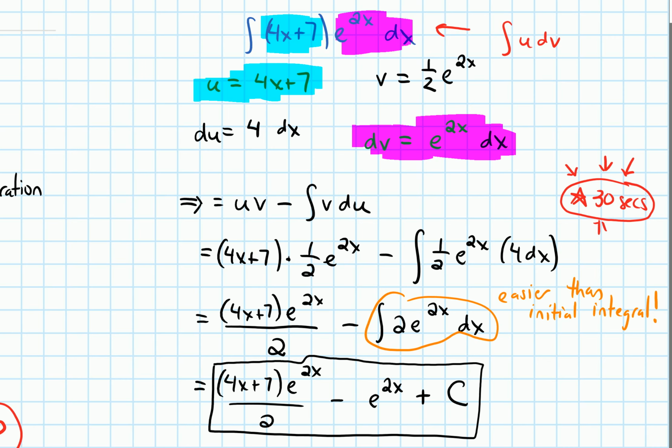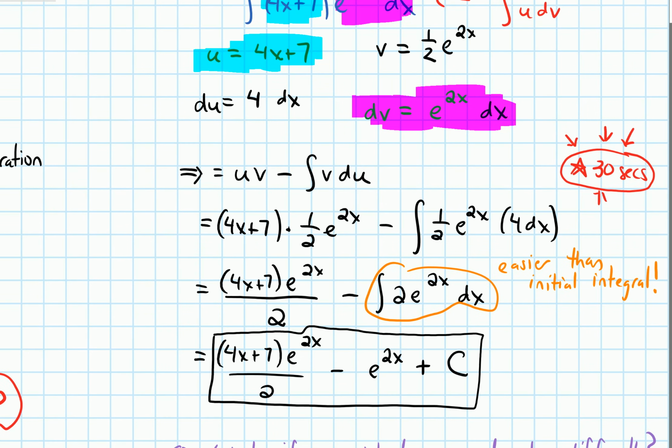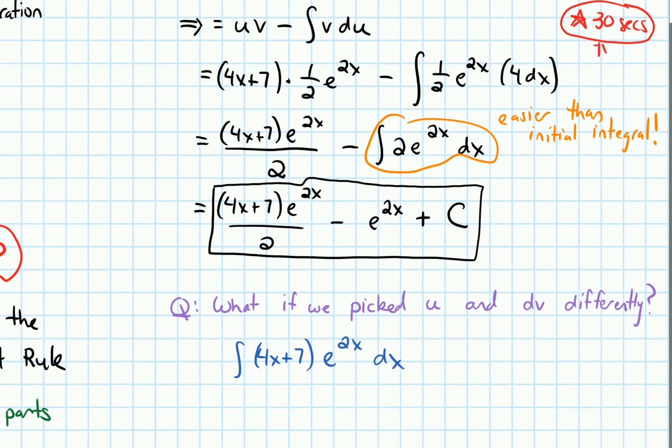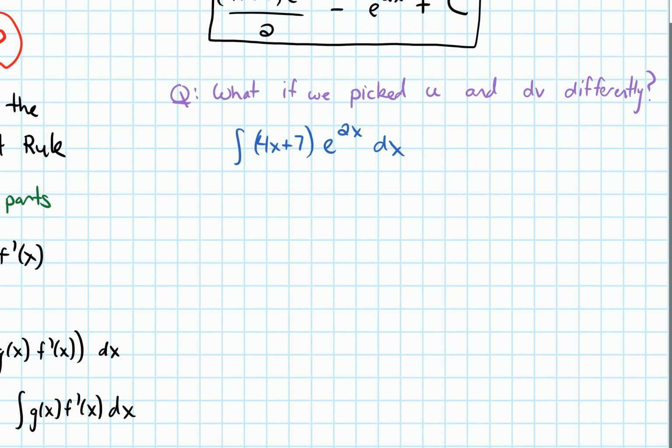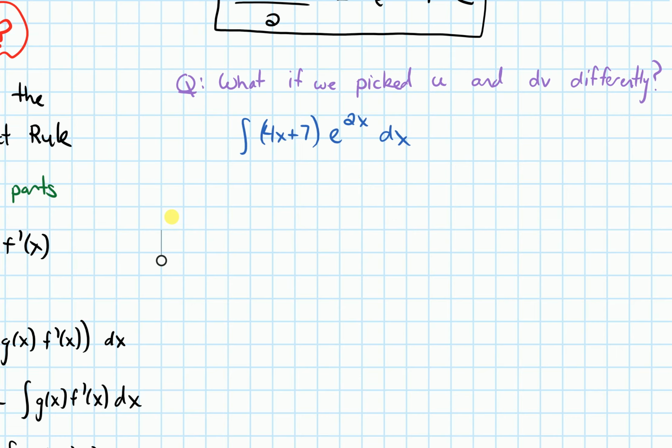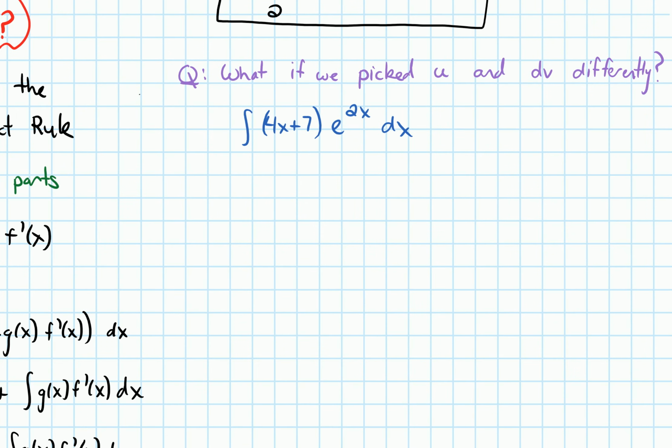Okay, so I want to revisit the question of how we knew what to let u be and what to let dv be, by instead asking, what if we picked them differently? What would have been different? Okay, so let's do a different u and a different dv. This time, let u be the exponential part, e to the 2x, and let dv be the linear part, 4x plus 7. But remember, the dv always has to have the dx with it. So 4x plus 7 has the dx with it.